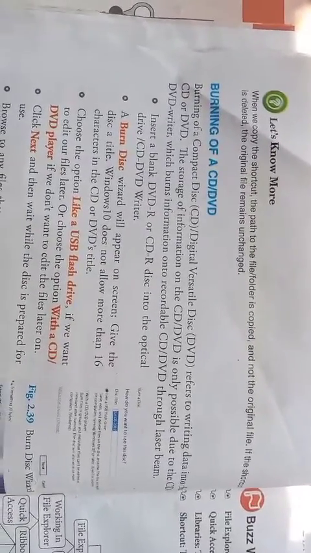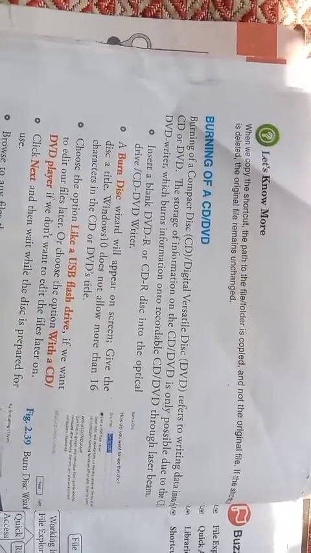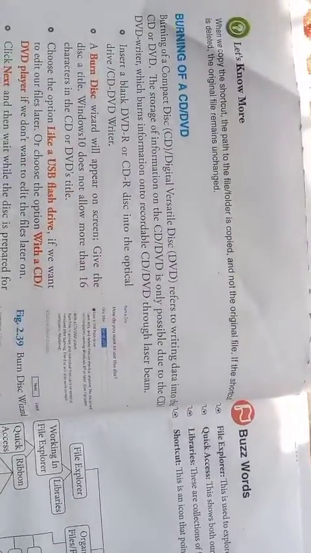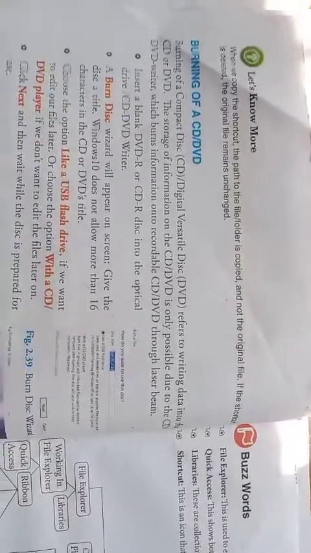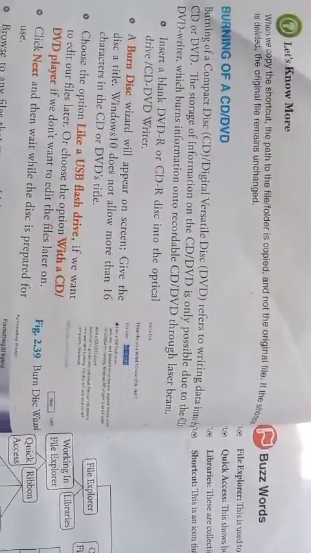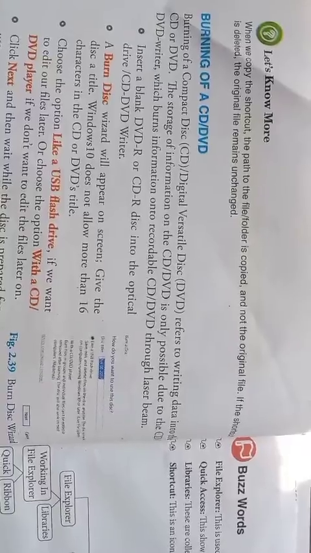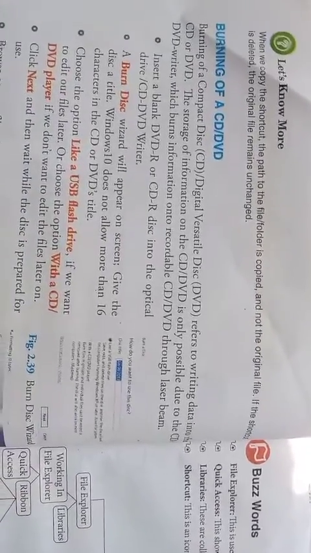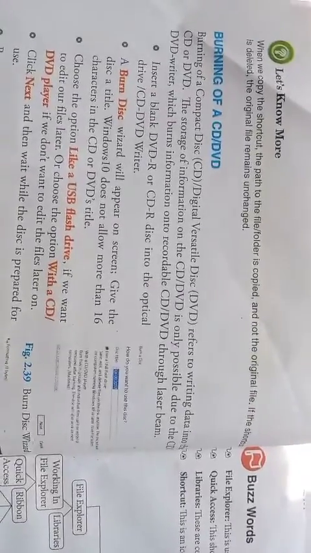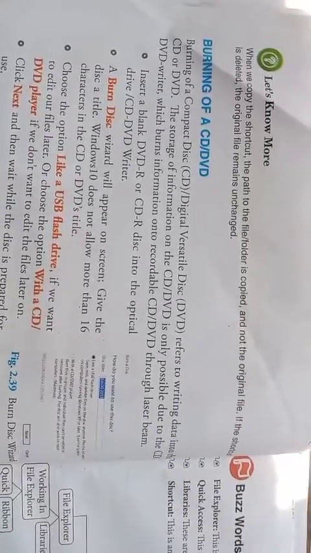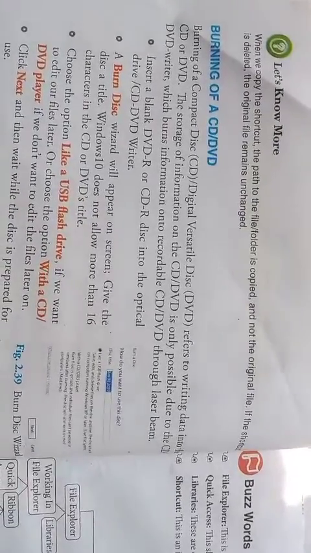The full form of DVD is digital versatile disc and CD is compact disc. So all of you have to note down the full forms of CD and DVD. The full form of CD is compact disc and the full form of DVD is digital versatile disc. Burning refers to writing data into the CD or DVD if you want to write. The storage of information on the CD or DVD is only possible due to the CD or DVD writer.